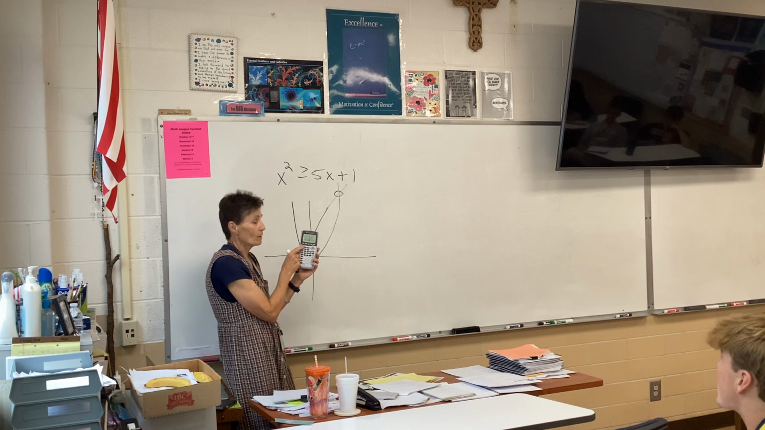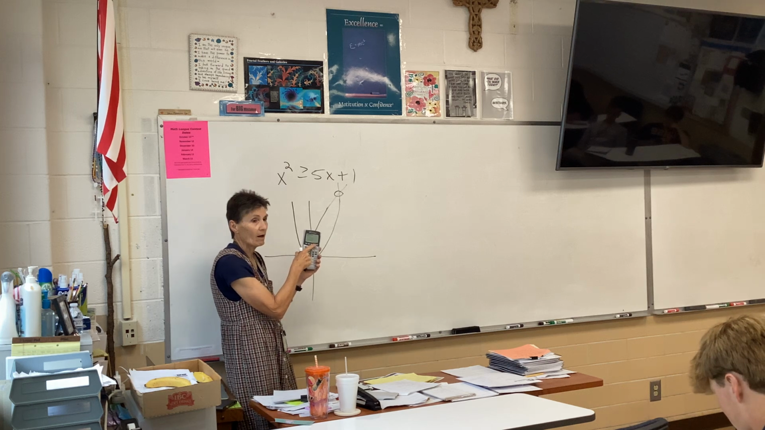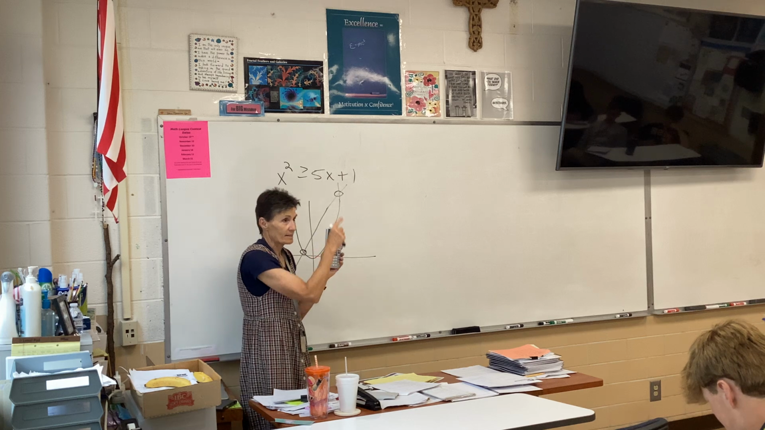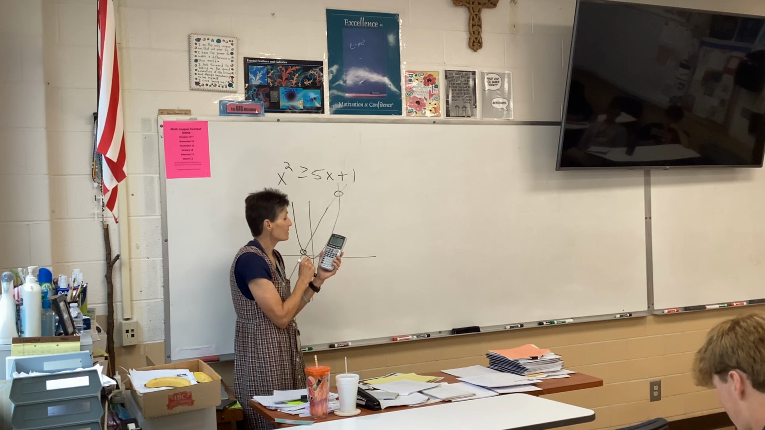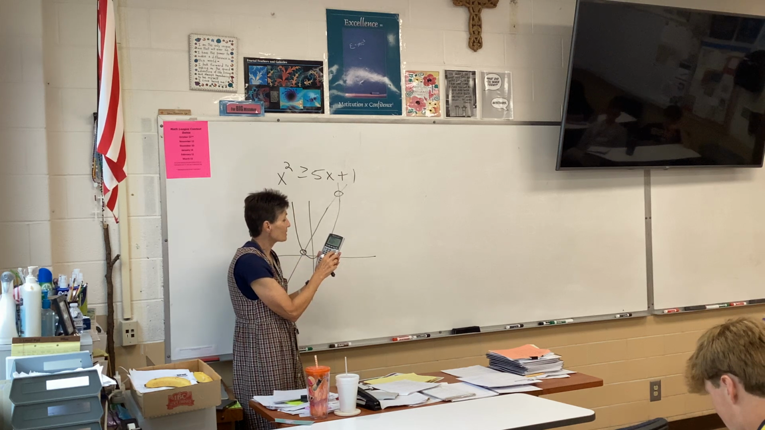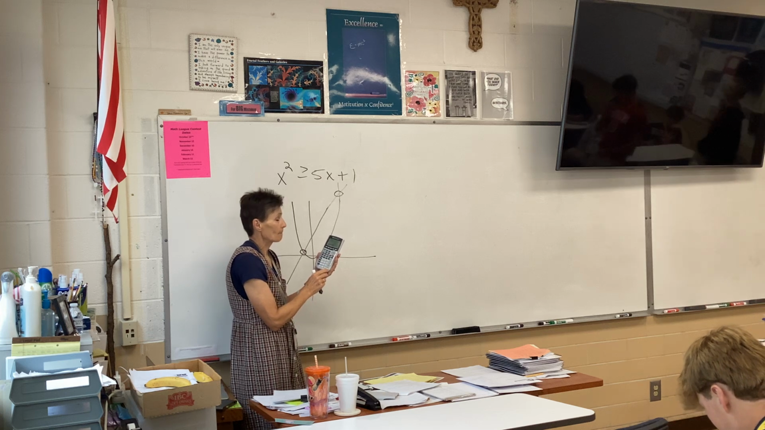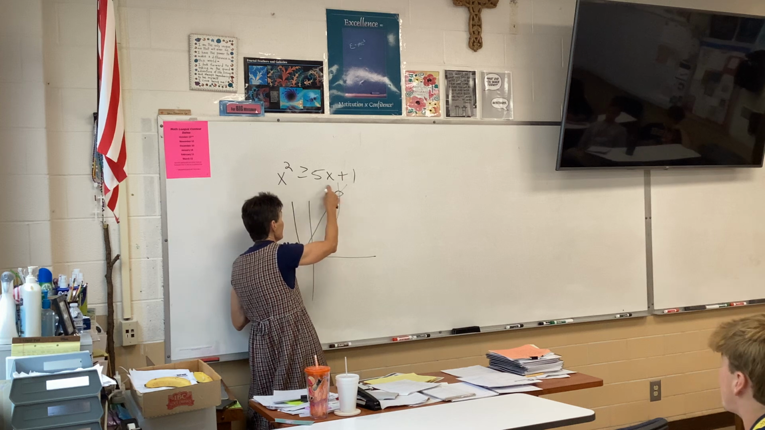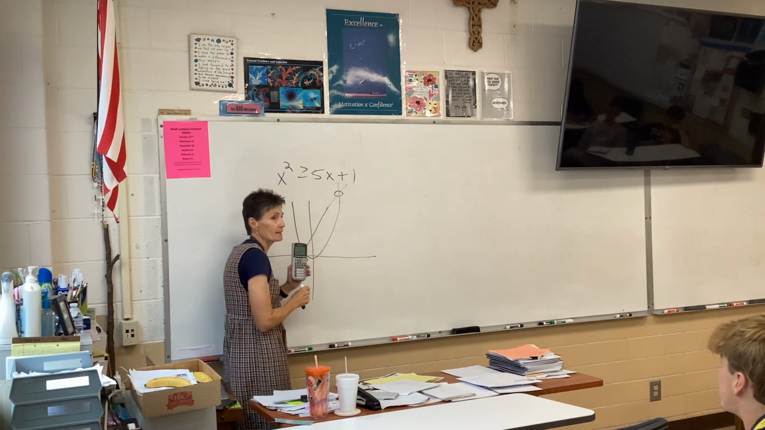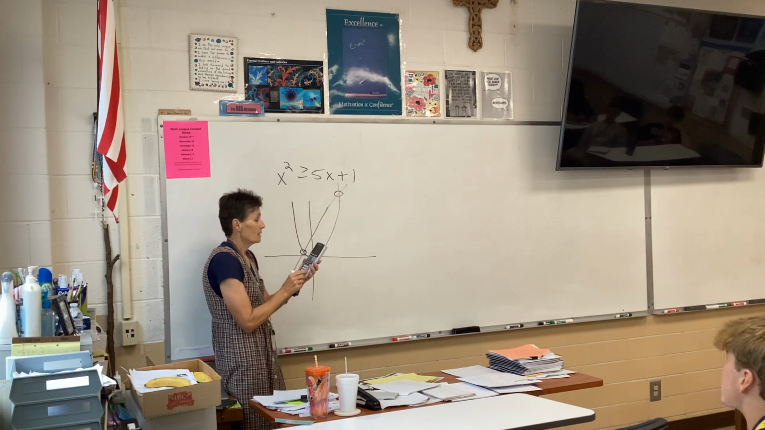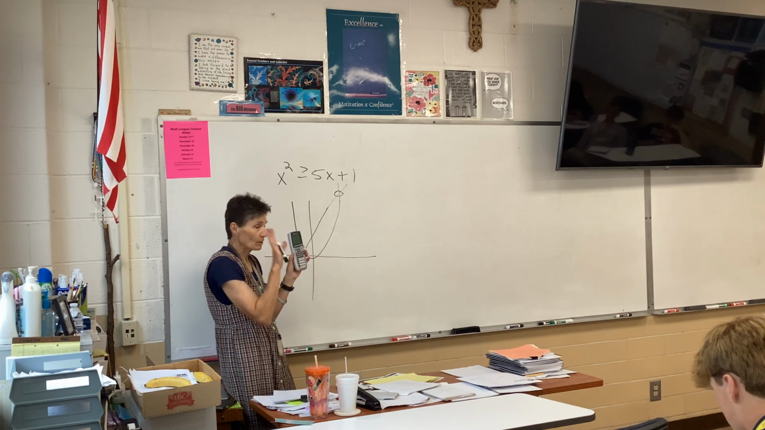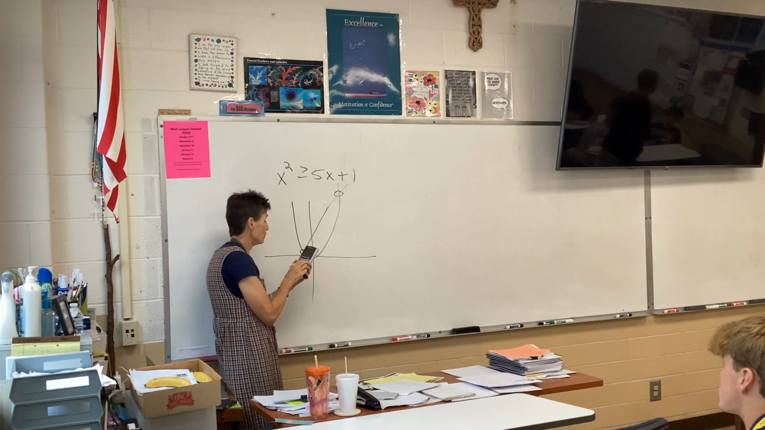So now I'm going to press second calc. Calc is the second trace, the calc menu. I'm going to go down and pick intersect, because that's what I'm looking for. I'm looking for where the two pieces of this problem intersect each other. As soon as I press intersect, I get a cursor.